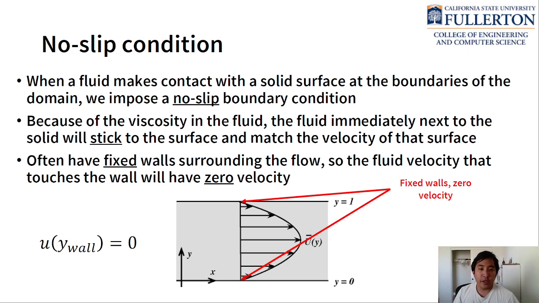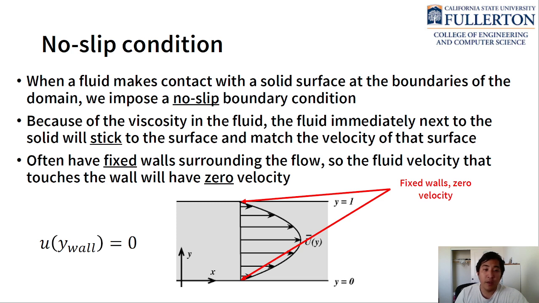Okay, so let's talk about the types of boundary conditions that you'll see for Navier-Stokes type problems in fluid mechanics. The first type is what we call the no-slip boundary condition. Whenever a fluid makes contact with a solid surface at the boundary, the fluid is going to stick to that boundary, right? Because of the viscosity inside the flow, that's friction, the fluid is going to stick to it, and thus the fluid immediately next to the solid, the one touching the solid, will have the exact same velocity as that surface.